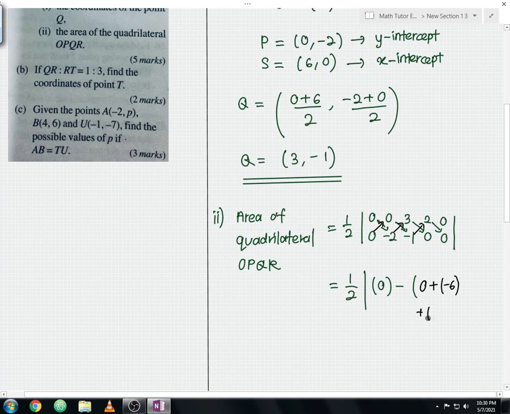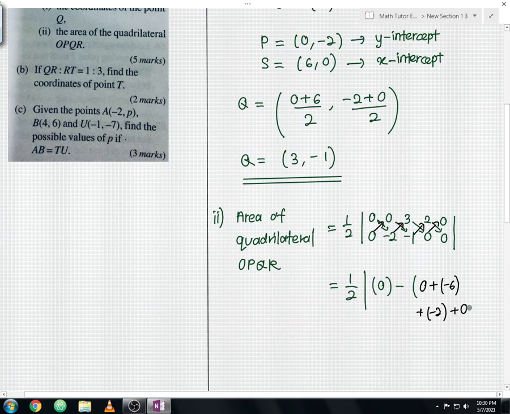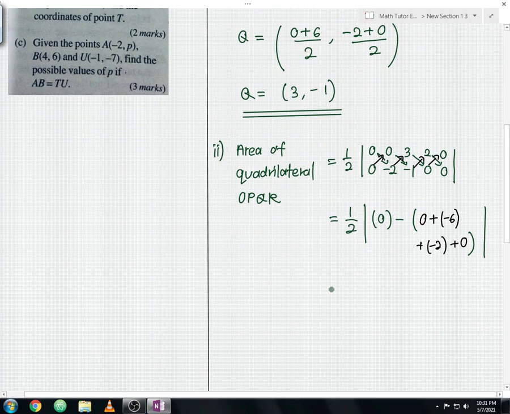Okay, plus with negative 2. Okay, and then 0 times with 0, you get is 0. Okay, so close bracket. Okay, and then close the modulus sign. So I hope you can differentiate, guys. So why am I doing like this? So that in order to calculate the area of quadrilateral. Okay, so let us proceed to our calculation.